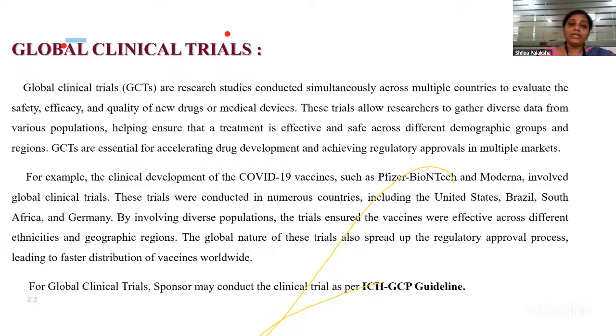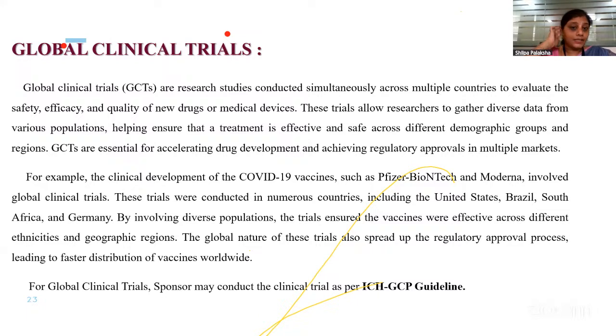There are also global clinical trials conducted. Global clinical trials are where the sponsor tries to understand the efficacy and safety parameters by conducting clinical trials in different parts of the world. The same drug, same protocol, and same process will be conducted, maybe in India, the Middle East, the US, or some other part of the world, simultaneously, but the study population changes with the geographical location. So this is a global clinical trial.